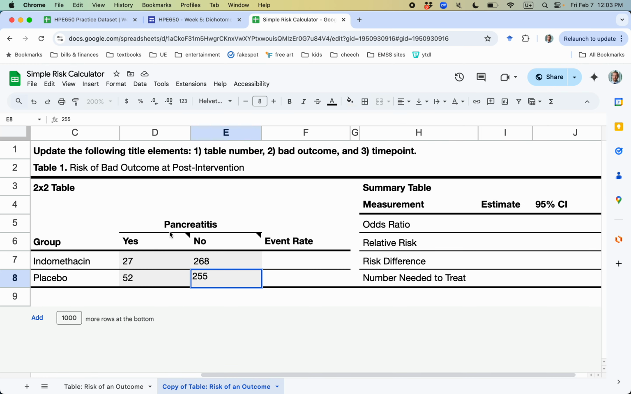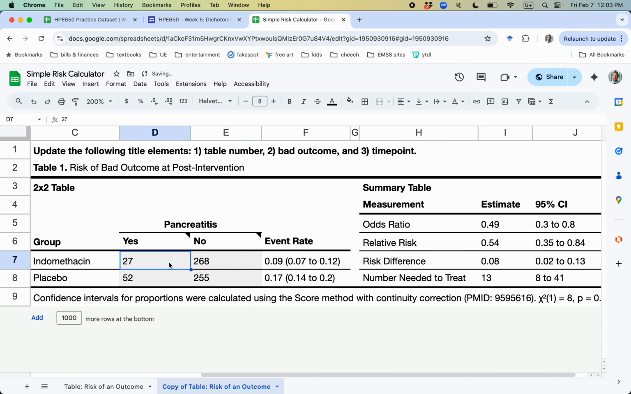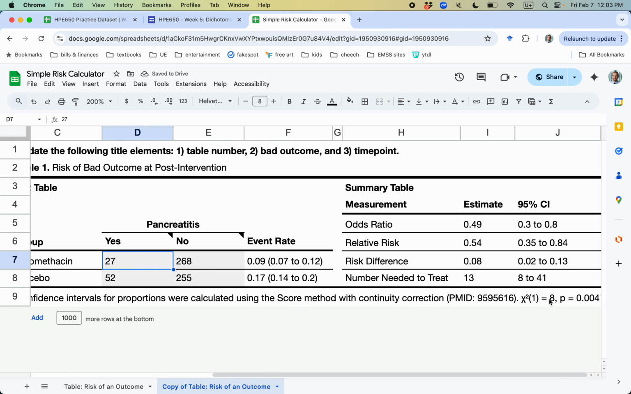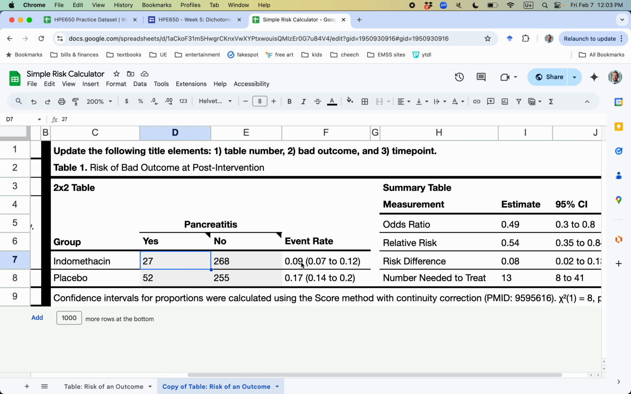Once we put everything in, the calculator will finally be happy, and it will tell you all kinds of wonderful stuff. It'll give you the chi-squared. Hey, look at that. It's 8, just like it was in SPSS. And we get a p-value, and it's pretty darn close. We've got our event rate. How many folks develop pancreatitis in the indomethacin group? 9%. And how many folks develop pancreatitis in the placebo group? About double that, about 17%.